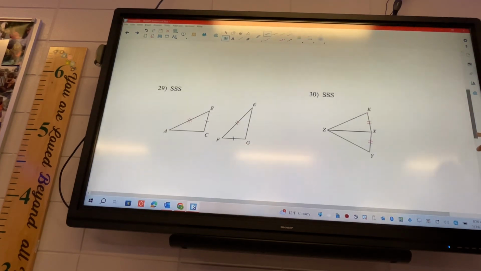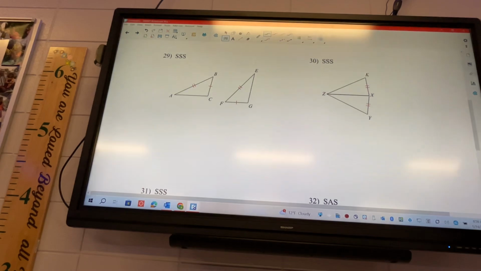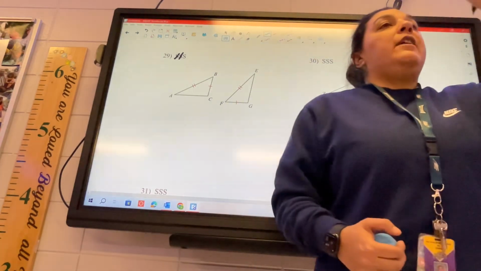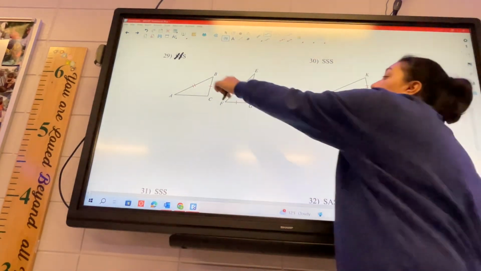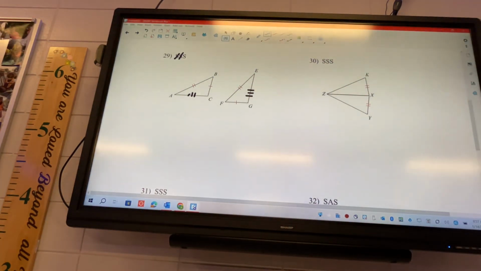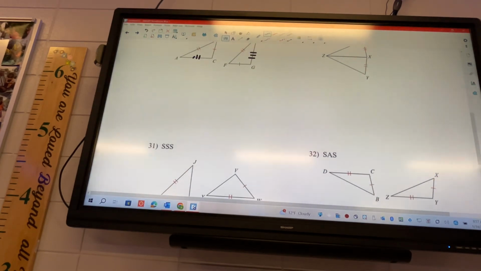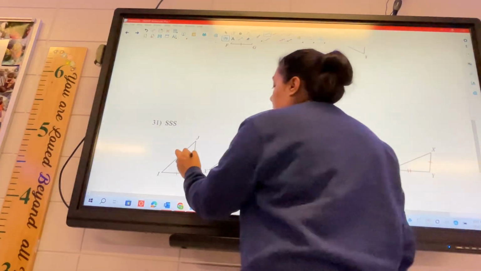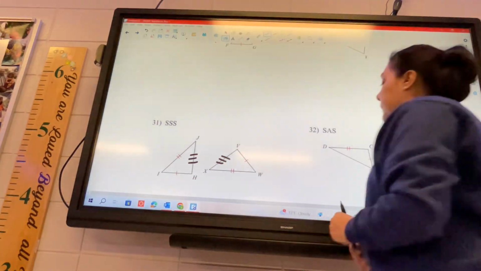Okay, 29 says side, side, side. What is already marked? Two sides are marked. So we just need to mark the third side. Okay, and how many dashes is he gonna get? The 3. Okay, 1, 2 is already taken, so he's gonna get a 3, and he's gonna get a 3. Okay, and last one, 31 is side, side, side also. So how many sides are marked? 2 already, so we need to mark the third side. 1, 2, 3, 1, 2, 3.